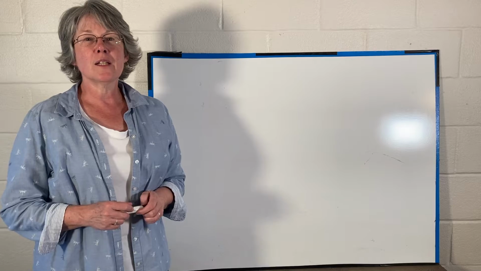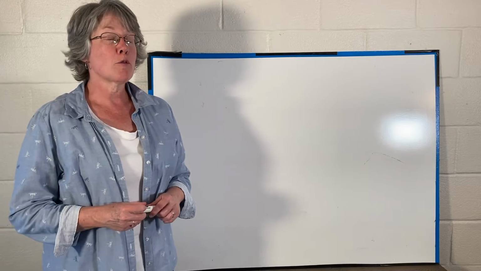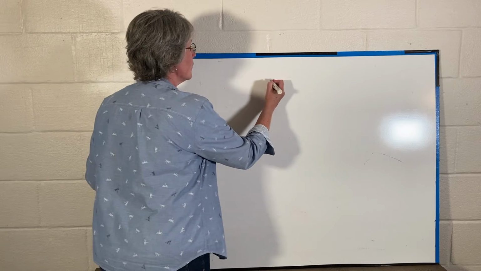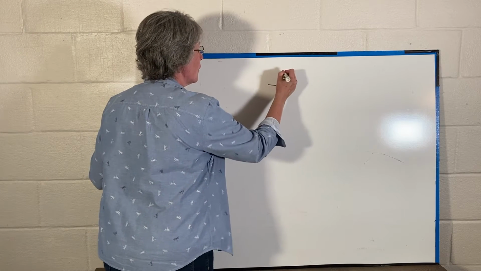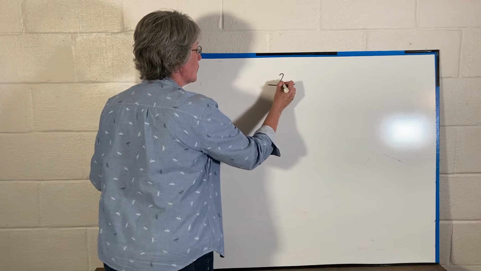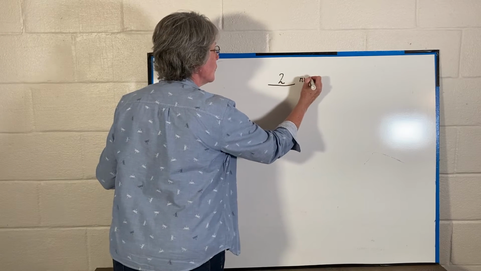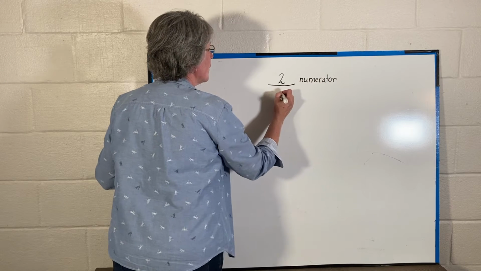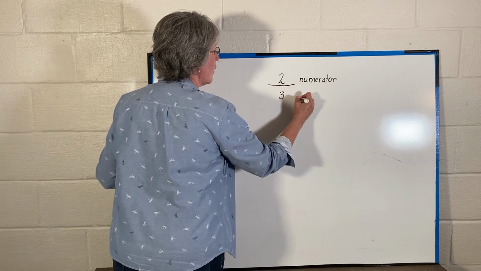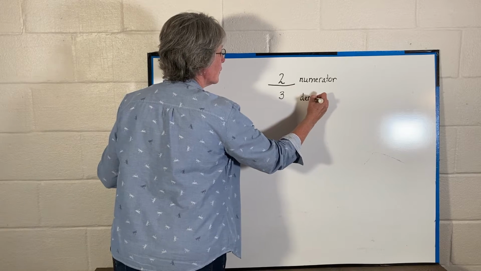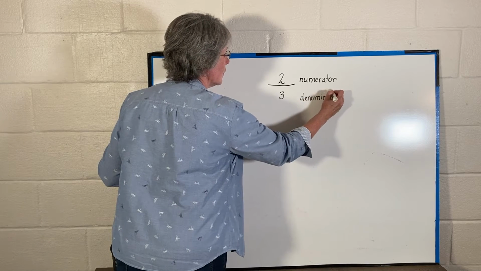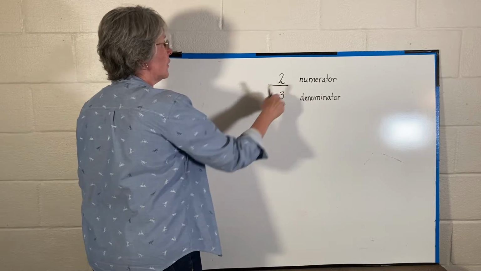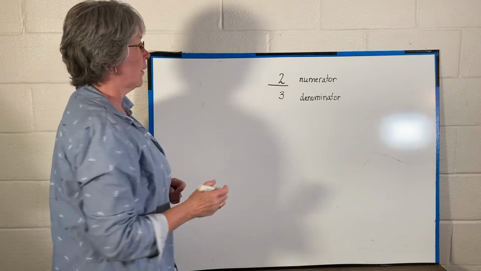Let's begin with an introduction to fractions. First, let's define some terms. Now, a fraction has a number on top. We use a number 2. This is called the numerator. The number on the bottom is called the denominator. This is called the division bar or the fraction bar.